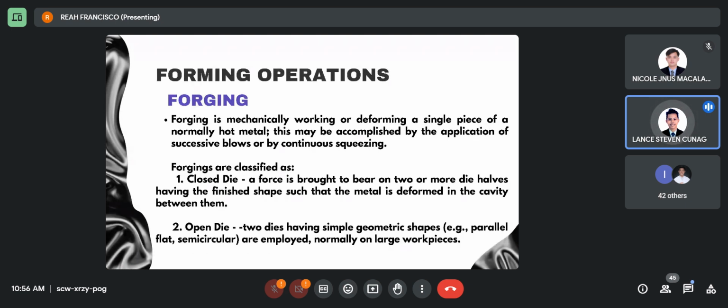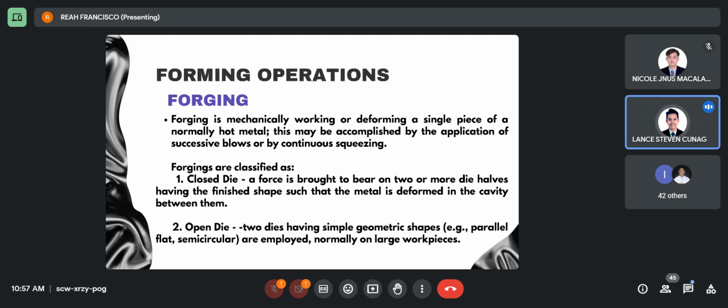So, on the closed die forging, it is also known as impression die forging. It is a metal forging process in which a metal workpiece is placed within a set of dies or tooling. These dies have cavities that define the desired shape of the final forged part. The metal workpiece is subjected to high compressive forces and is forced to fill the die cavities, taking on the shape of the die. So, for additional details, closed die forging offers precision and is known for its ability to create intricate and custom shaped parts.